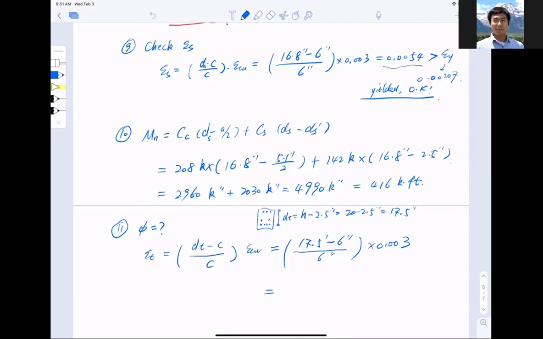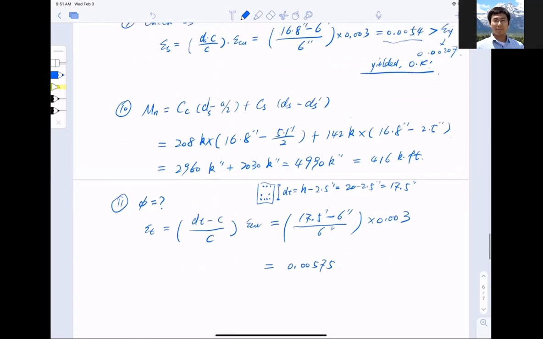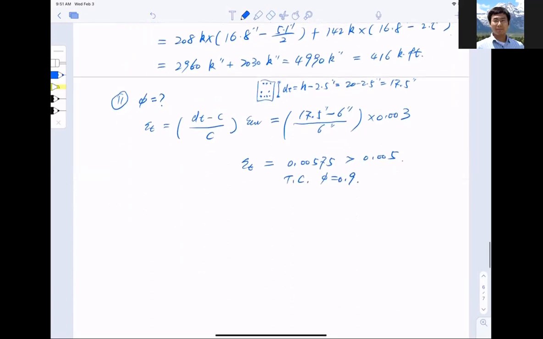I have a number of 0.00575, and this is epsilon t, which is greater than 0.005. What happens? Tension controlled. We call it TC, tension controlled, phi equal to 0.9. Voila. Very happy with this number.